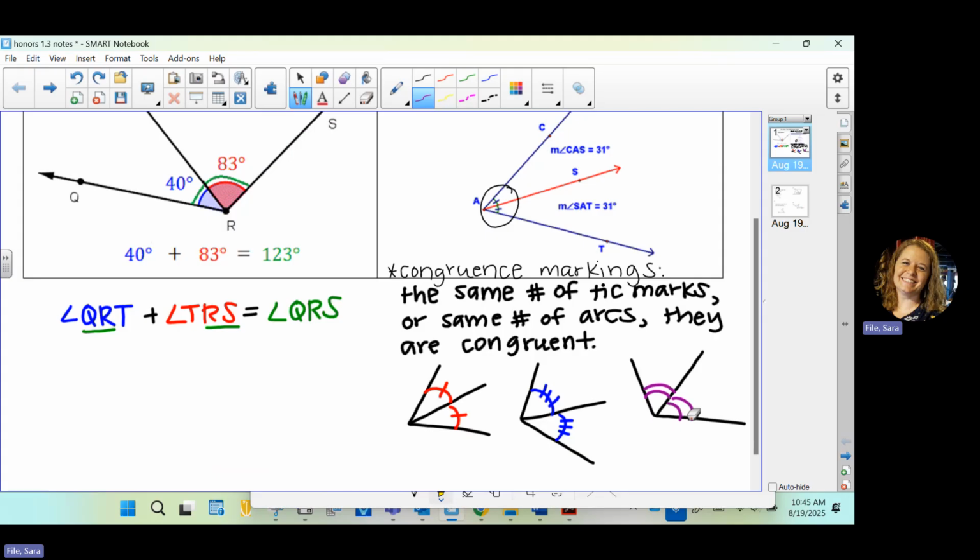If you're marking segments congruent, you'll just put tick marks. The arcs are only for angles. You would just put tick marks directly on the segments that are congruent. Does that make sense? Okay.